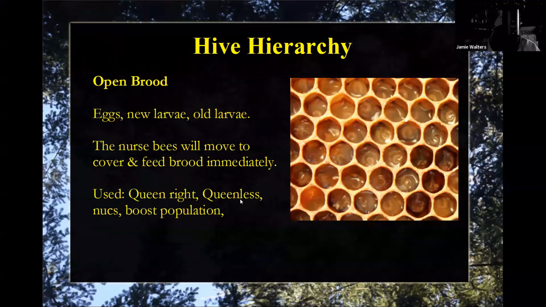I'm not in a queenless situation. I can build nukes. I can boost population. I can do a lot of different things with that. So that's a very important key to having a good colony. And it's the most important to the bees, right beside the queen.